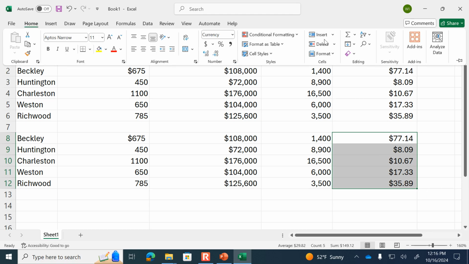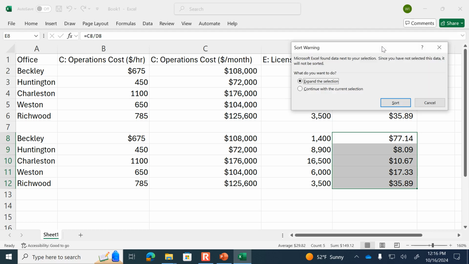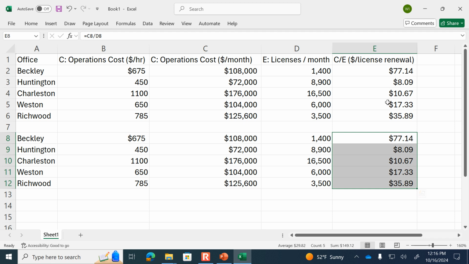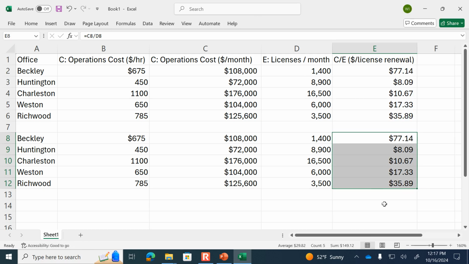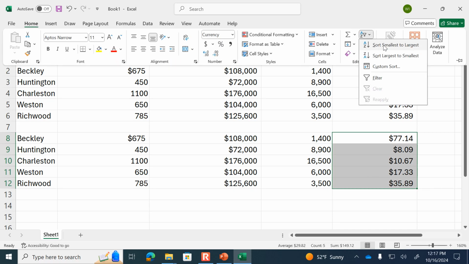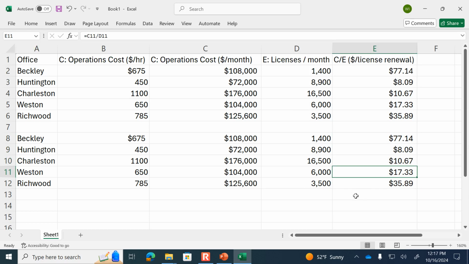I wonder if it will let me just sort the rows that I'm on. So let's sort it smallest to largest and expand the selection so that it does the other columns as well. It didn't do that, right? Let's try that again. Okay, highlight it. Let's sort from smallest to largest. Expand the selection. Boy, it usually sorts. I'm not sure what's going on. I'll have to manually do it, I guess.